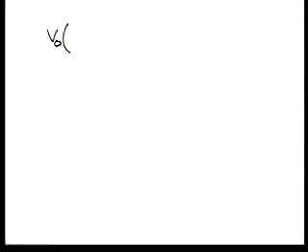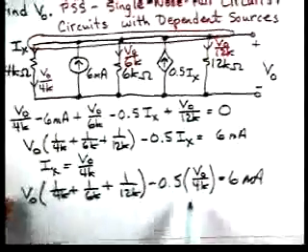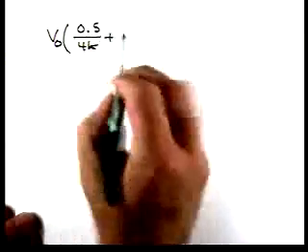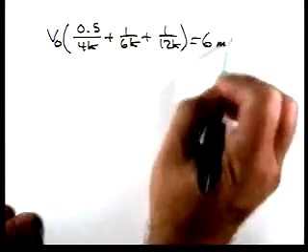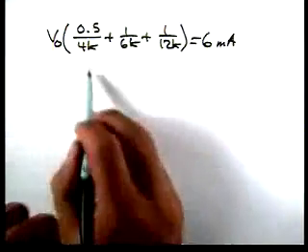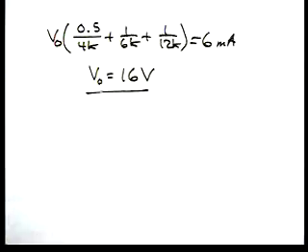Let's continue to simplify. We have 1 over 4K and minus 0.5 over 4K. So we could rewrite this as 0.5 over 4K plus 1 over 6K plus 1 over 12K is equal to 6 milliamps. And if you go through and solve, this turns out to be V0 equal to 16 volts.